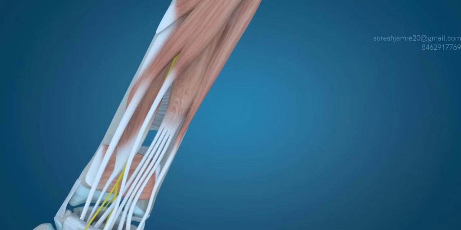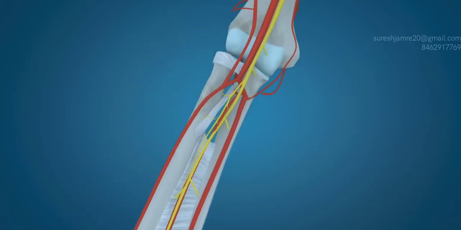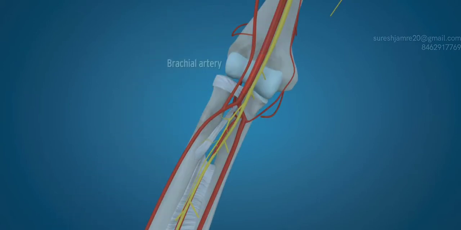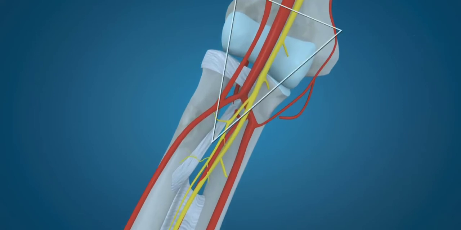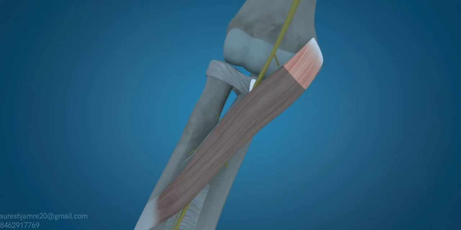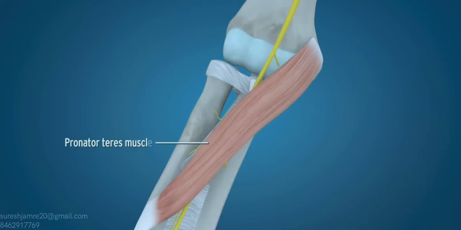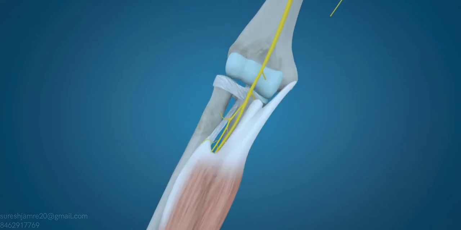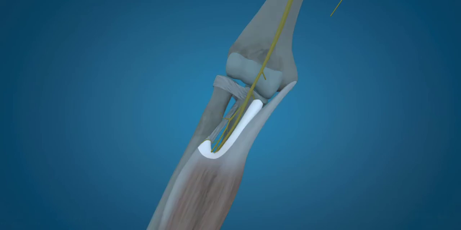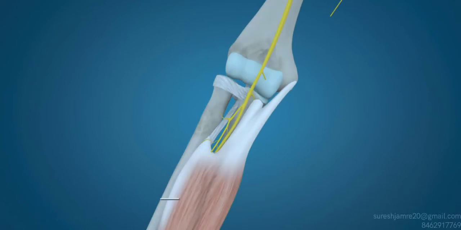Course and relations. The nerve lies medial to the brachial artery in the cubital fossa. It leaves the cubital fossa by passing between the humeral and ulnar heads of pronator teres muscle. Then it passes between the fibrous band connecting the radial and humero-ulnar heads of flexor digitorum superficialis.